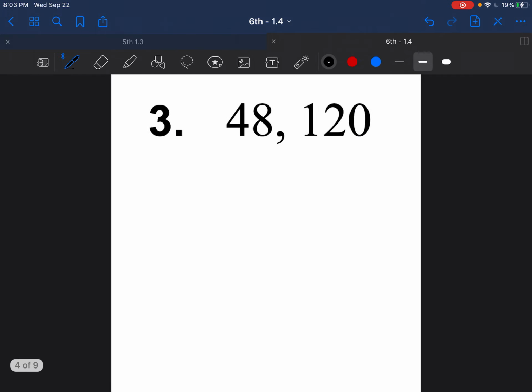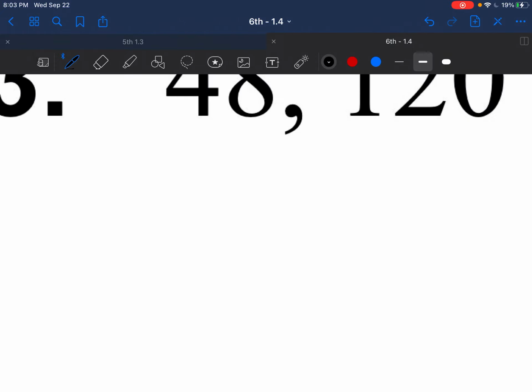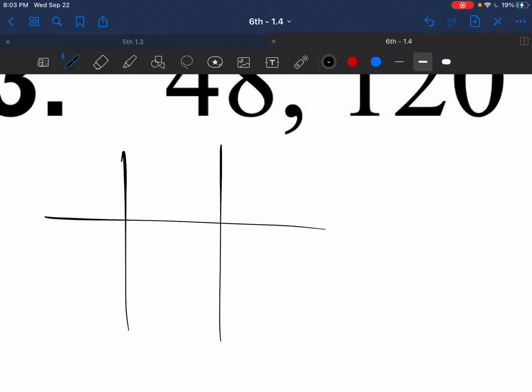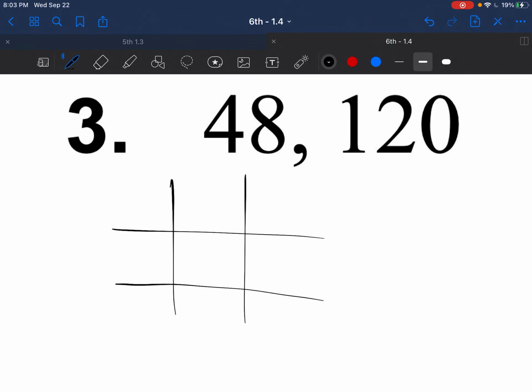Let's try another one. Again, we're going to try the tic-tac-toe method first, and then we're going to do prime factorization. So here's my tic-tac-toe. We have 48. We have 120. Well, ladies and gentlemen, on these big numbers, honestly, there's no trick to figure it out. It's just a lot of practice and knowing your multiplication. So can you think of a number that can go into 48 and 120? I do. I'm thinking of the number 8, right? So how many times does 8 go into 48? That's going to be 6 times.